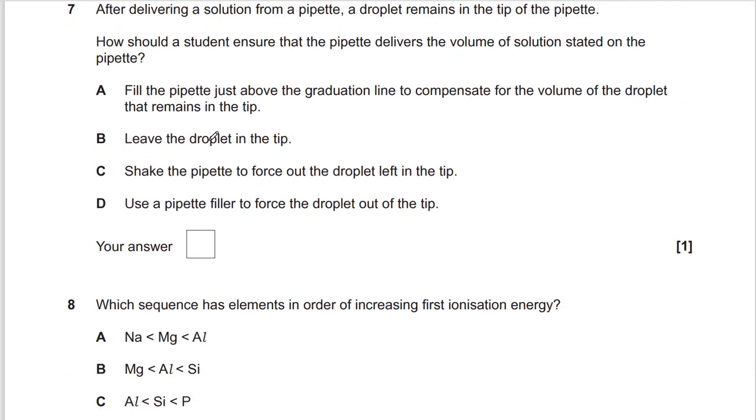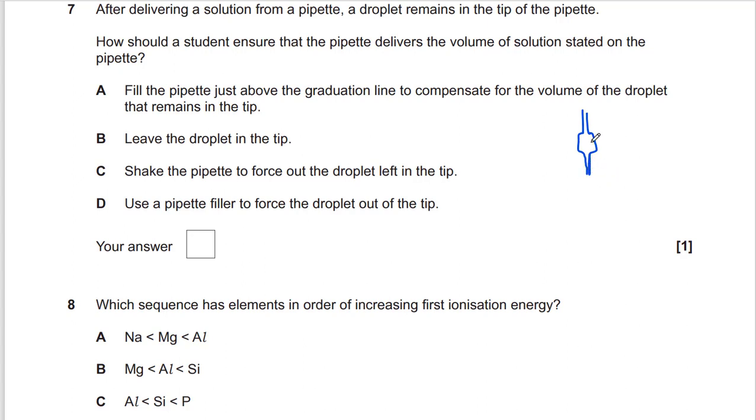Right, number 7 then. Solution is delivered from a pipette. A droplet remains in the tip of the pipette. How should they ensure the pipette delivers the volume stated on the pipette? So, this is a very important thing with pipettes, and it's something that you should always be aware of. Okay, so a pipette, this is where I'm going to draw a pipette now. This is going to be disastrous, by the way. That's actually pretty awful, but you get the idea.